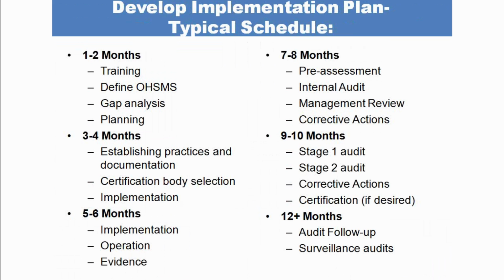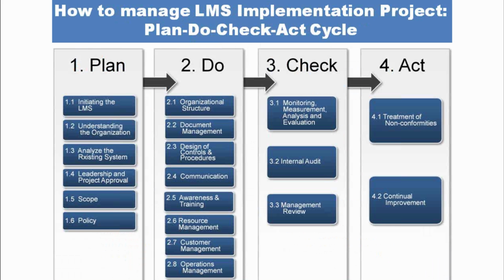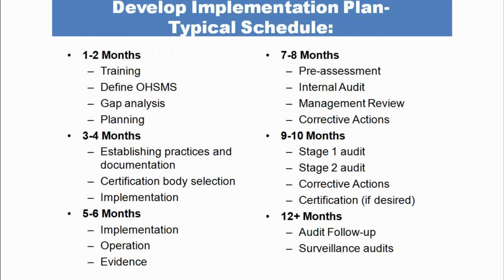The first 2 months can be for training, defining the occupational health and safety management system, conducting your gap analysis, and planning. That's plan. So it depends. It depends on how fast the organization is. If you are very new to ISO 17025, it might take you some time to plan it out, and that's why it's good for avenues like this where people get trained. And it's not difficult. It's just understanding. Once there's knowledge, it becomes easier.